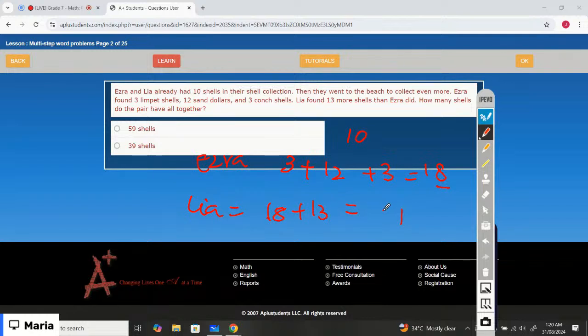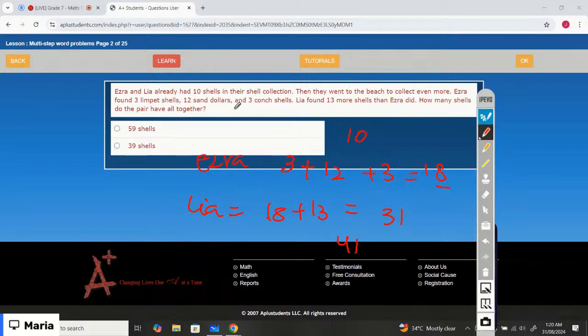You need to calculate the total shells they have. Hold on. Leah and Ezra already had 10 shells in their collection. Then they went to the beach to collect even more. Ezra found 3 limpet shells, 12 sand dollars, and 3 conch shells. So 12, 15, 16, 17, 18. So 18 plus 13 is 31, right? 10 they already have. So they have 41.